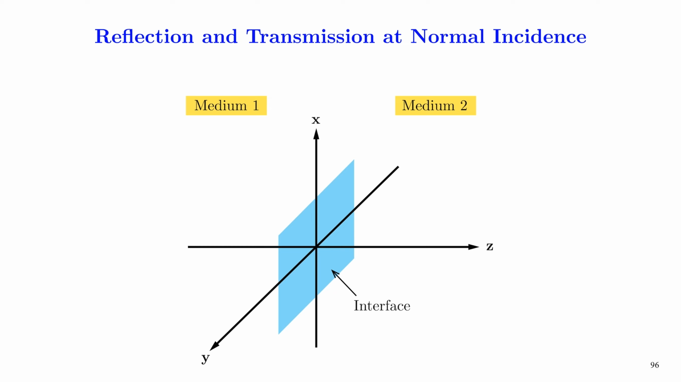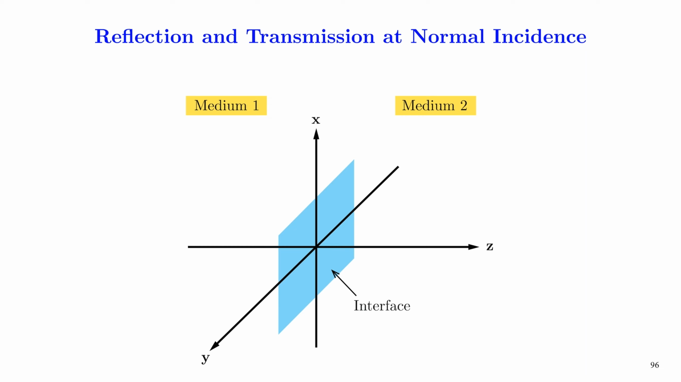So as shown schematically, we have two media, medium 1 on the left and medium 2 on the right. The blue one that is shown in the figure is the interface between the two media. As an example, medium 1 can be air and medium 2 can be glass. So we are in the process of finding out how the propagation of an electromagnetic wave traveling along the z direction is affected when it is traveling from medium 1 to medium 2.